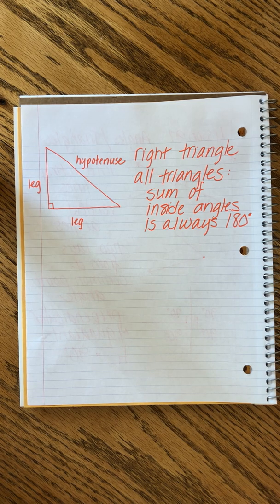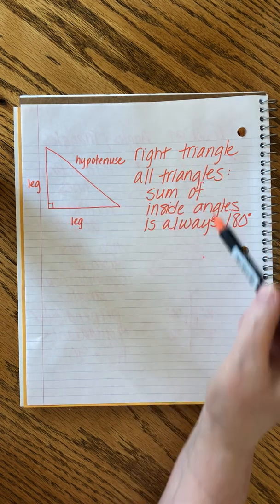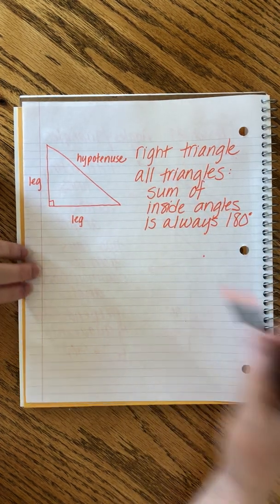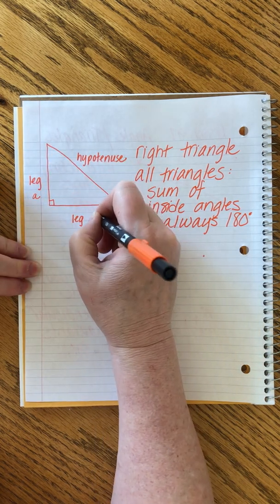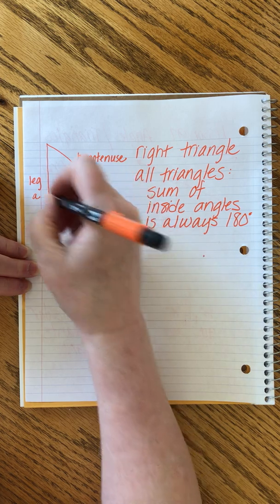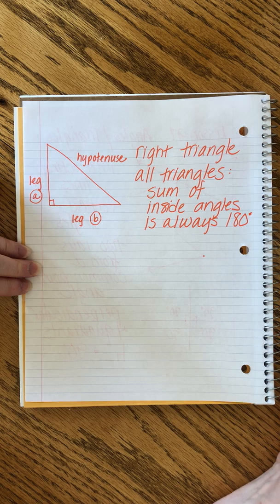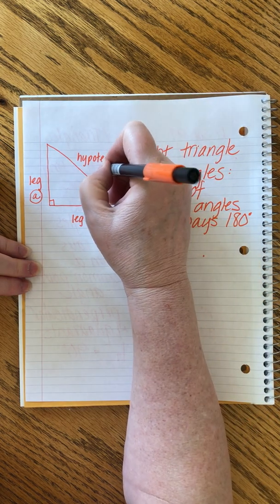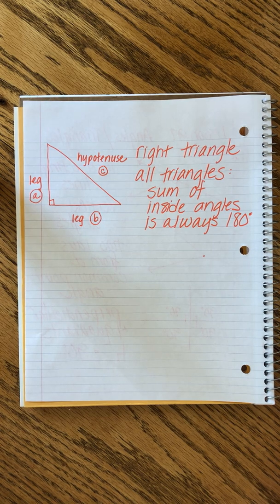We give letter names to these three sides when we have a right triangle. The legs we name A and B. It doesn't matter which one is A or which one is B, as long as we're sure that the legs are A and B. The hypotenuse needs to be C.